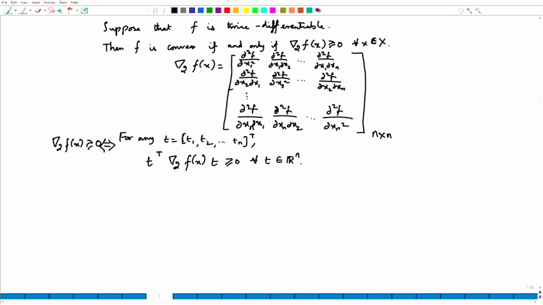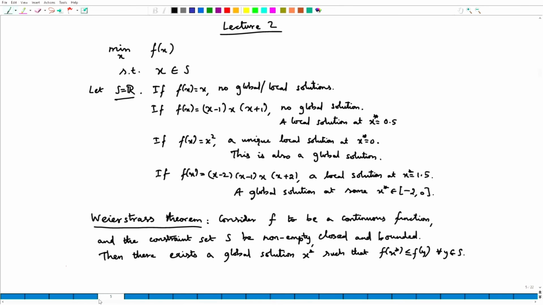So, yeah, this notation that you have here denotes that this matrix is positive semi definite. Okay. So, if we check this condition, we can verify whether f is a convex function or not. If this condition is satisfied, then f is a convex function, otherwise it is not. Okay.